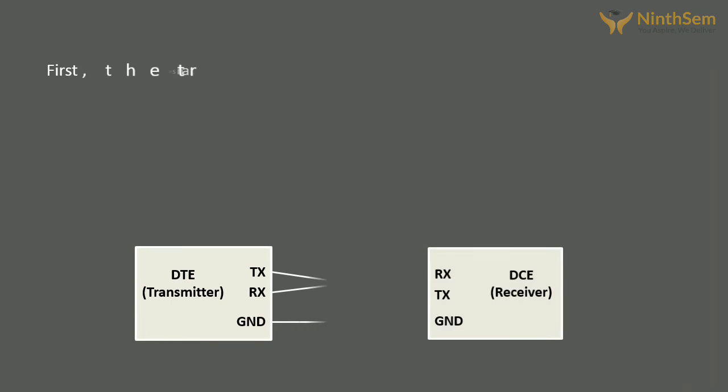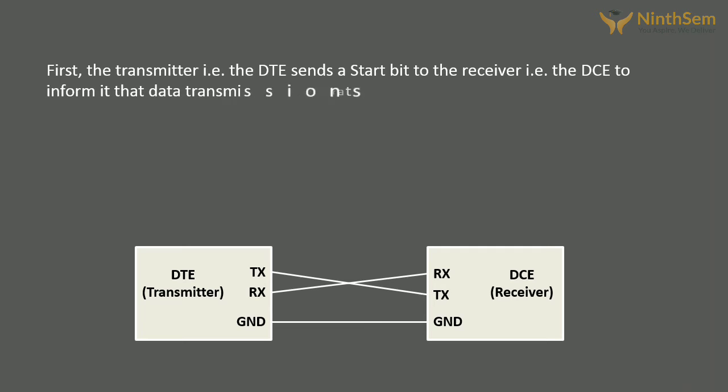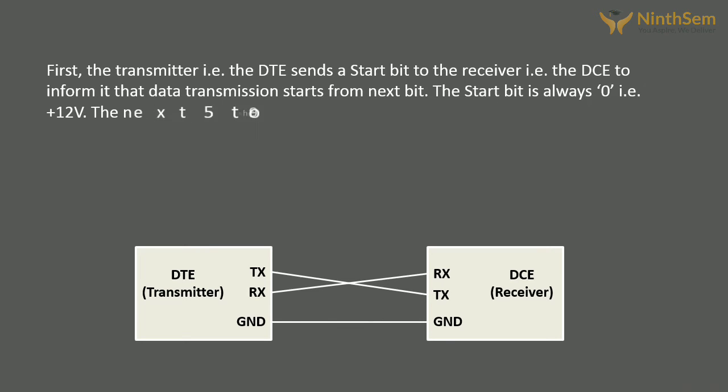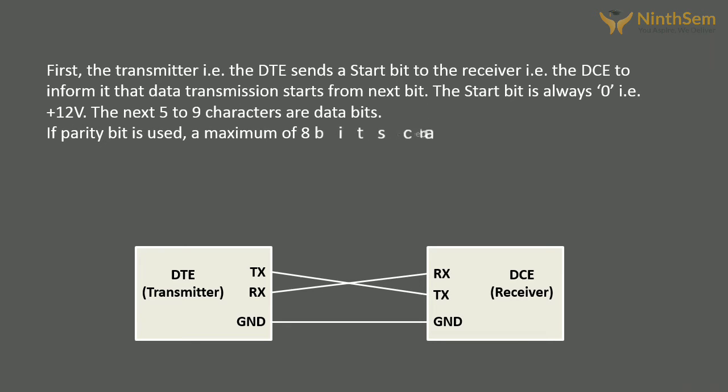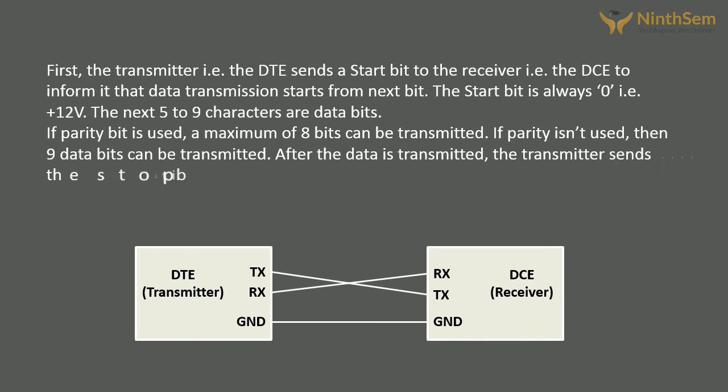So first the transmitter, that is DTE, sends a start bit to the receiver, which is a DCE. So the DCE will need to be informed that the data transmission starts from the next bit. The start bit is always 0, that is +12 volt, and the next 5 to 9 bits are data bits. If a parity bit is used, a maximum of 8 data bits can be transmitted.